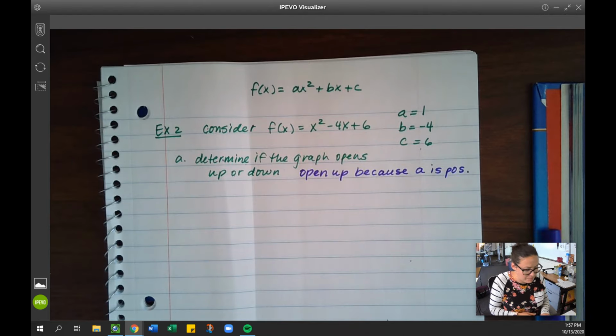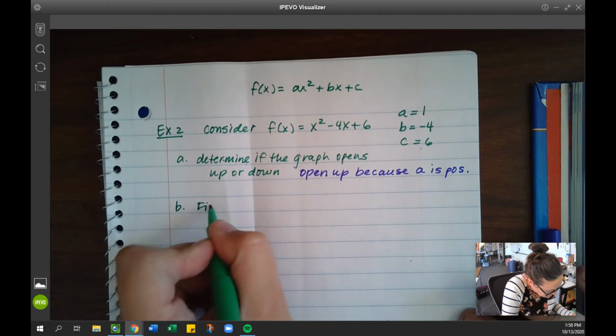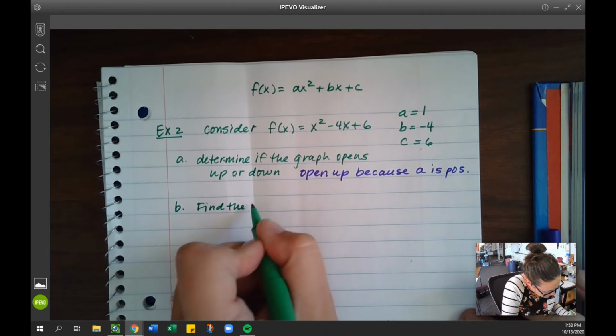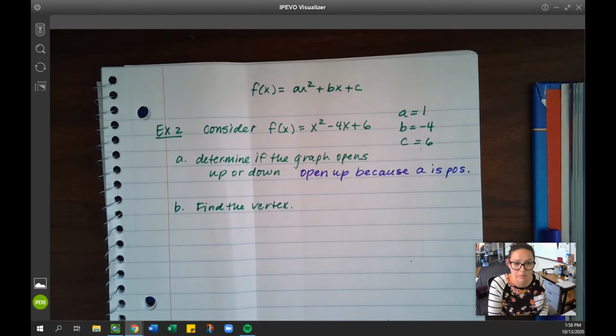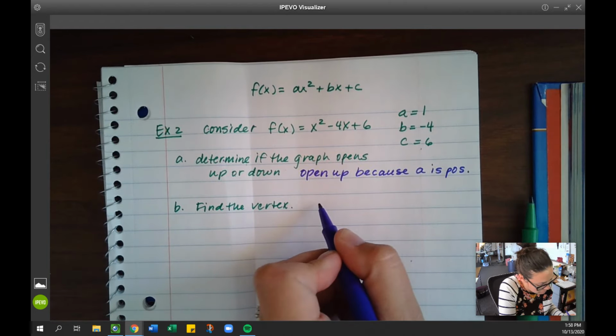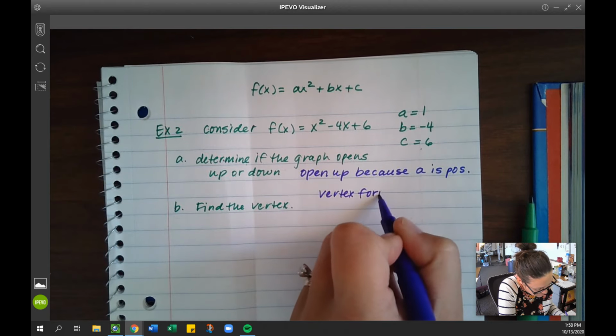It's going to open up because A is positive. All right, B, find the vertex. All right, here's how we use the standard form to find the vertex. You ready for this? This is a formula you're going to have to remember. Vertex formula.